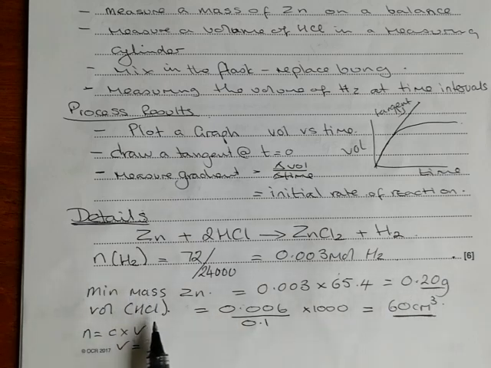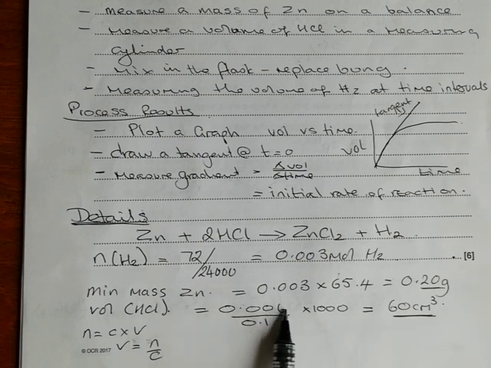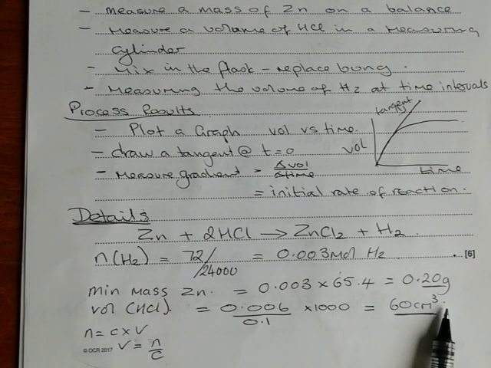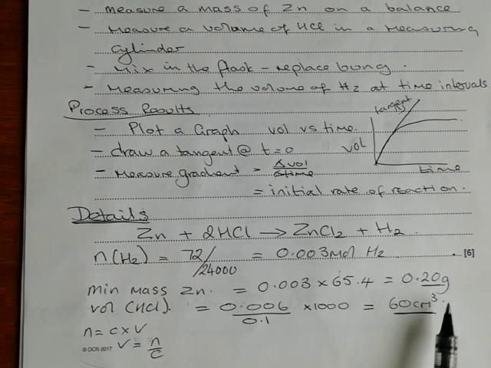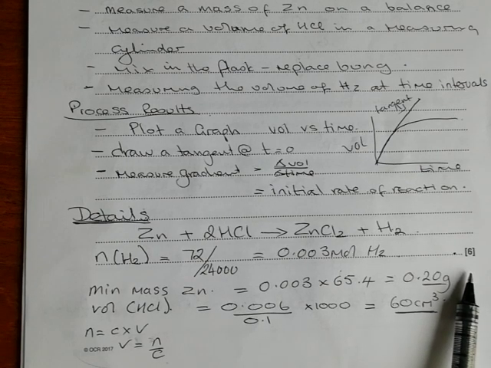The volume of HCl then is the exact amount, and HCl is a 1:2 ratio with that hydrogen, so we need twice the number of moles. And using our formula, volume is moles over concentration, we will be able to get a volume, but that volume will be in dm cubed, so we'll need to times it by 1,000, and it gives us centimetre cubed. So that tells us that if we use 60 centimetre cubed and more than that of the zinc, we will manage to get our 72 centimetre cubed of hydrogen.